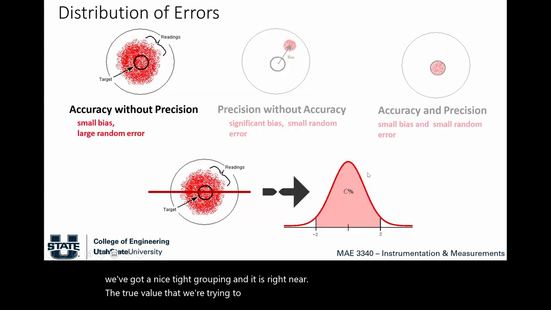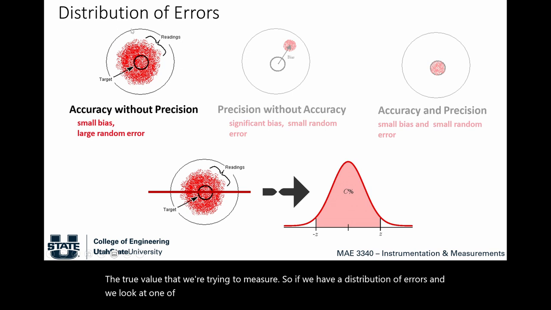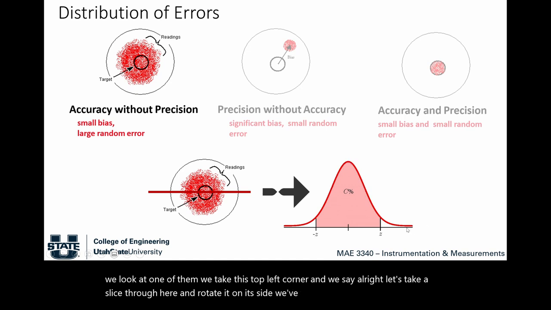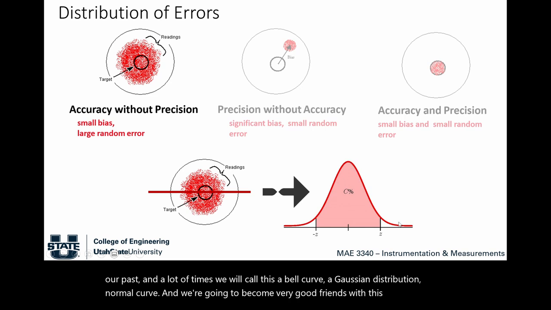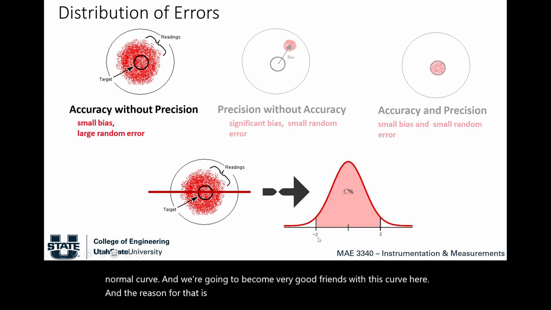So if we have a distribution of errors, and we look at one of them, we take this top left corner and say, all right, let's take a slice through here and rotate it on its side. We've seen a curve that looks like this in our past. A lot of times we will call this a bell curve, a Gaussian distribution, normal curve. And we are going to become very good friends with this curve. The reason for that is because you can see we've got some bounds here. We've got plus and minus z, and we have a confidence percentage.